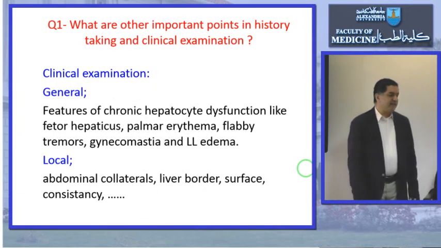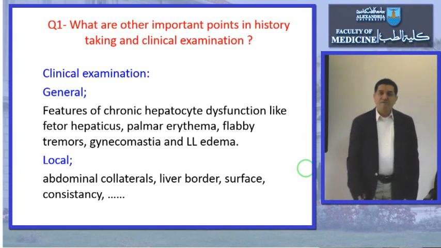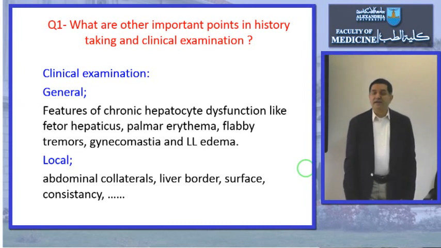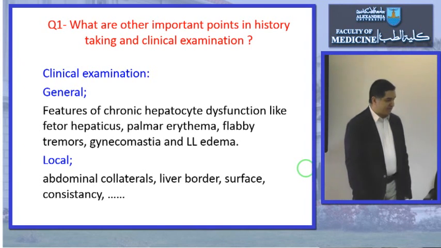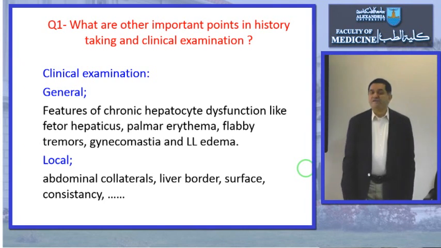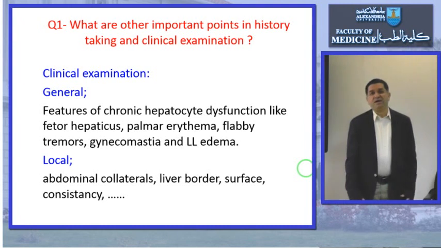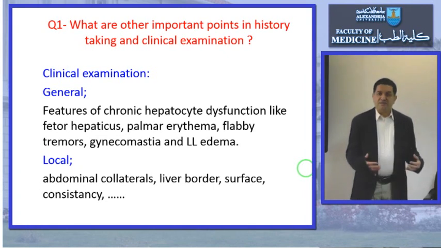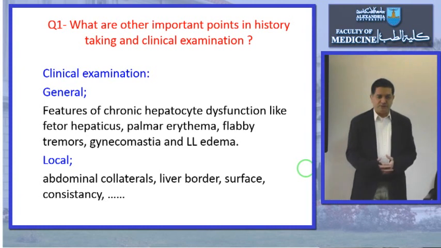Regarding the clinical examination in this patient, in the general examination, you have to focus on features of chronic hepatocyte dysfunction like fetor hepaticus, palmar erythema, flapping tremors, gynecomastia, and lower limb edema. Regarding fetor hepaticus, it's a sweetish fecal odor of the breath in a patient with liver disease. It may happen in a patient with acute liver disease, including acute liver failure. However, in this situation, it is of poor prognosis, and usually the mortality rate is very high.